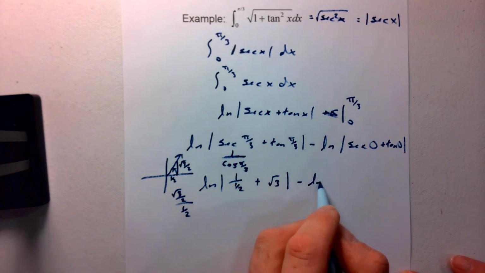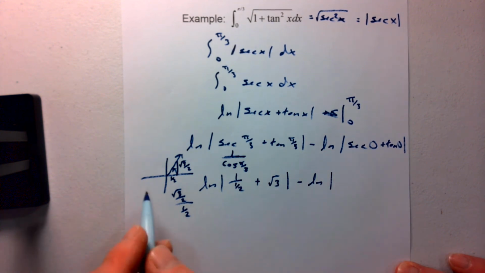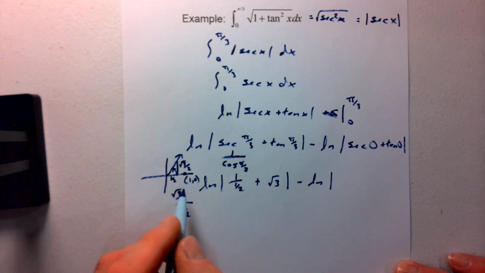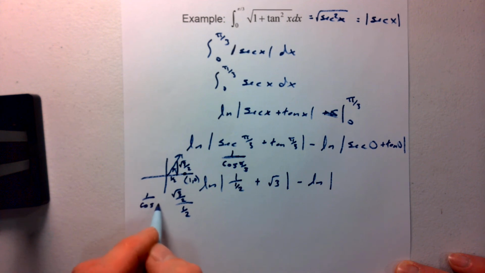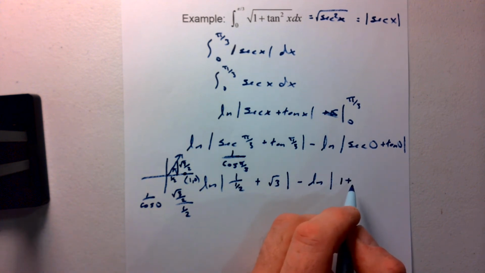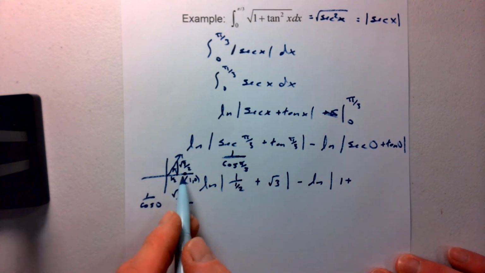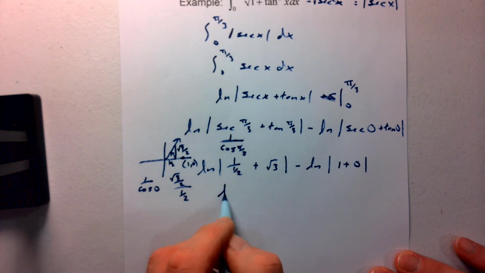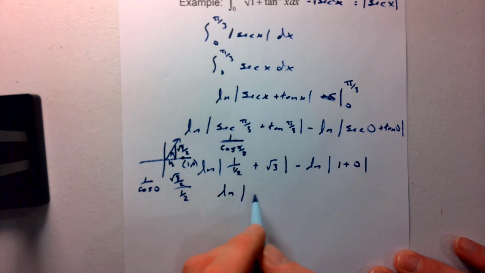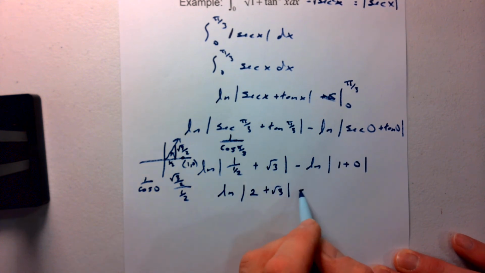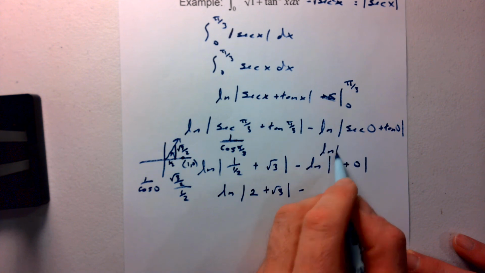Minus the natural log of the absolute value of secant of 0. So if we have 0, that's out here, that's the point (1, 0). So the secant, again, is 1 over cosine of 0. So cosine of 0 is 1. So 1 divided by 1 gives us 1, doesn't it? Plus, and here we're going to look at the tangent of 0. So that's 0 divided by 1, which is 0. So we have the natural log of 1 divided by 1/2, which is 2, plus the square root of 3, minus the natural log of 1. Natural log of 1 is 0.